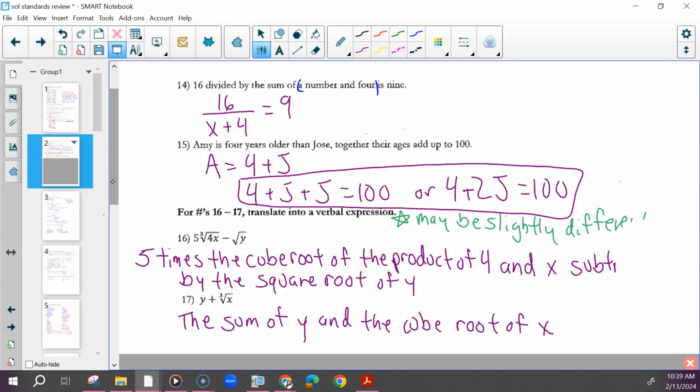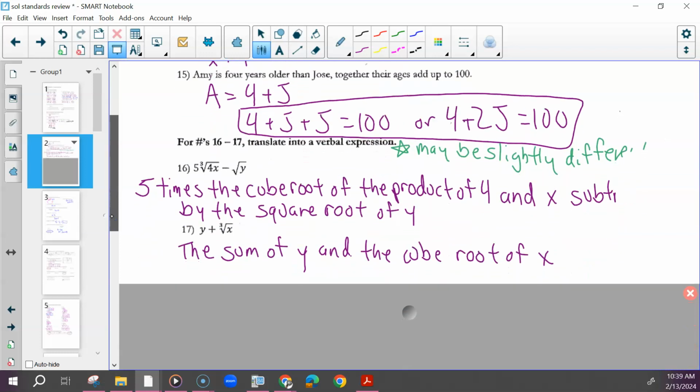And then 16 and 17, your wording can be different. So your wording can be different. It doesn't have to match mine exactly. If you want to know would yours be correct, just let me know.